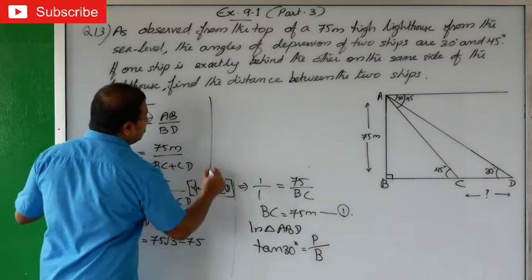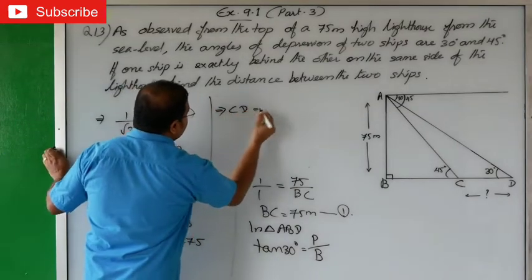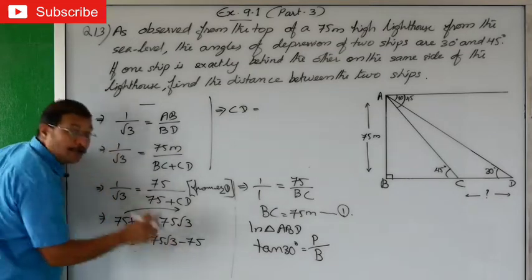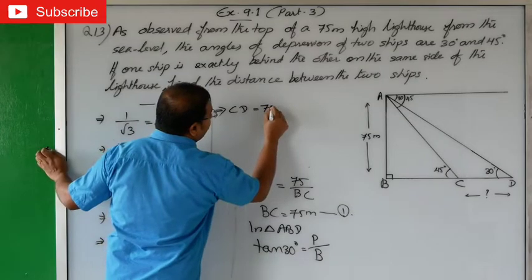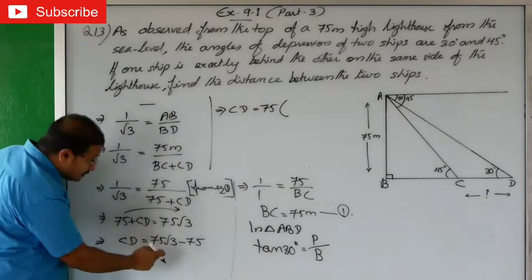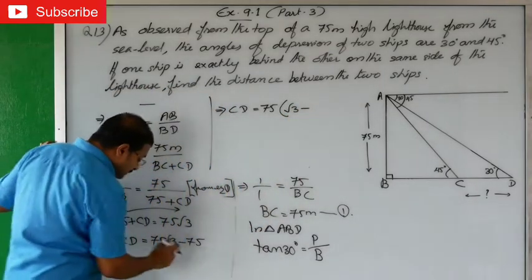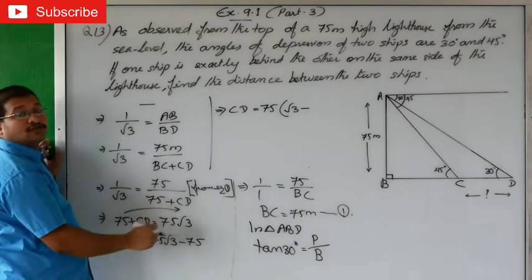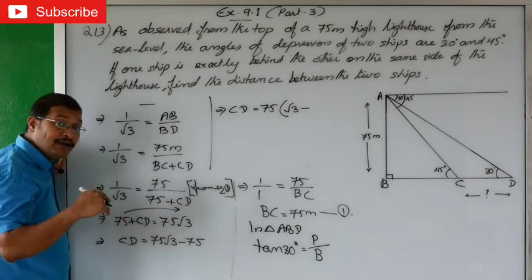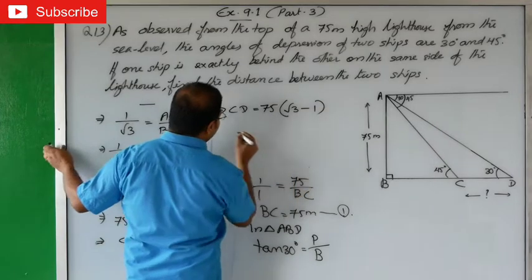Ready? Now this implies we want CD. CD equals, from these two, what you can take common? Yes, 75 will take common. So 75 bracket, 75 root 3, we took 75 outside. What is the balance? Root 3. Minus 75, we took 75 outside. So 75 into 1 is 75, isn't it? So from 75, if I want to take 75 outside, balance will be 1. Ready? That means minus 1.